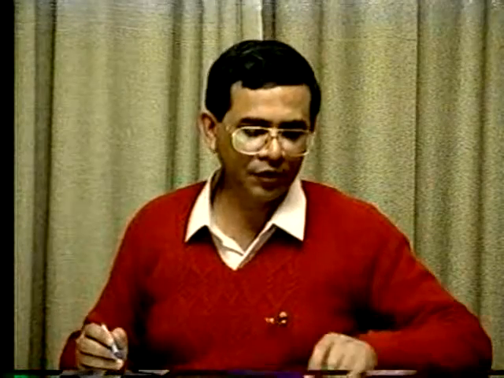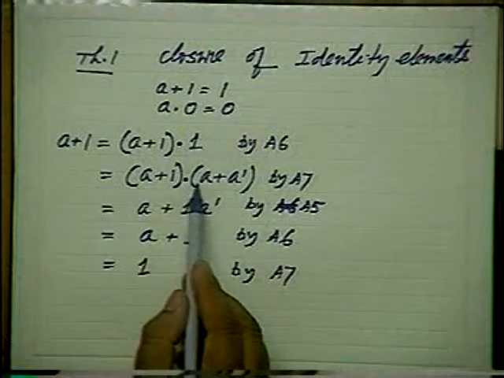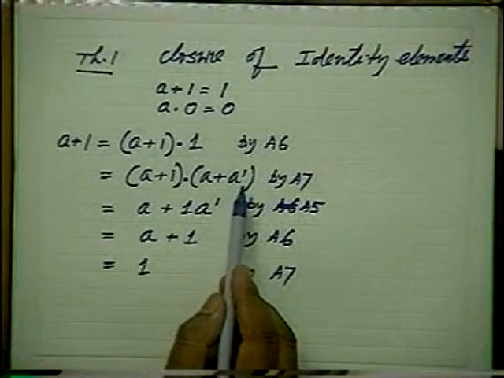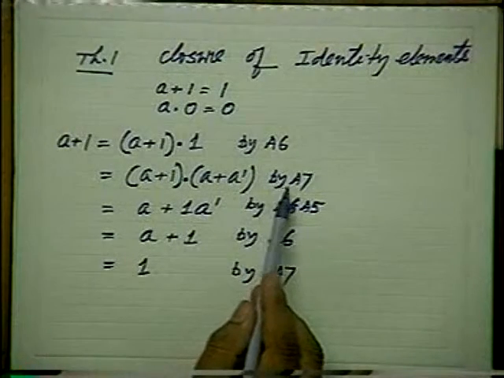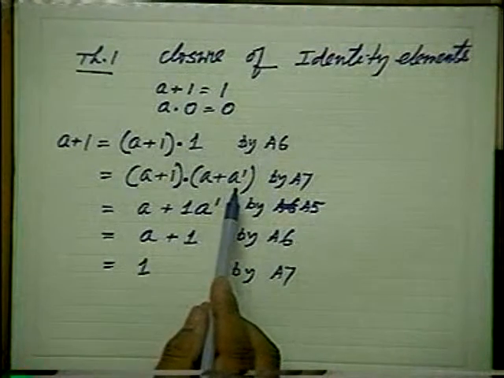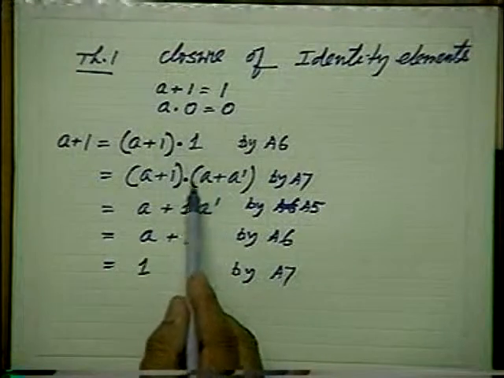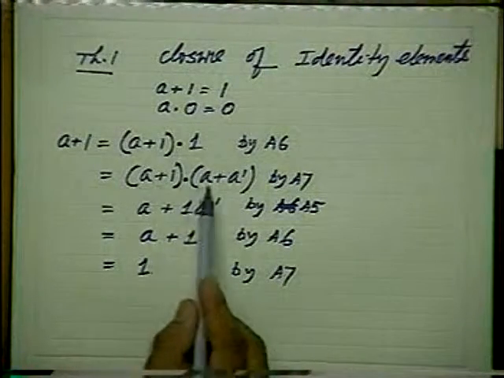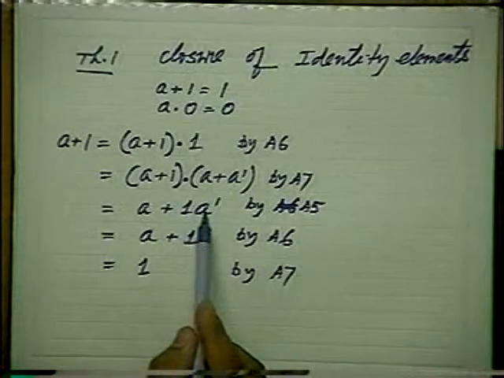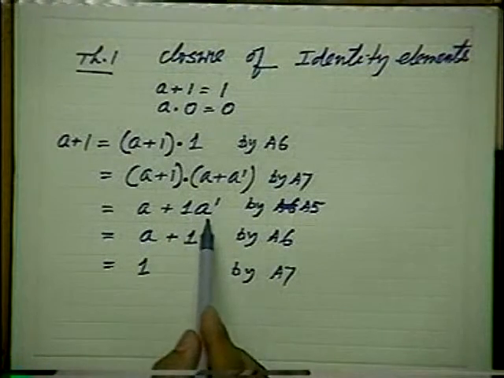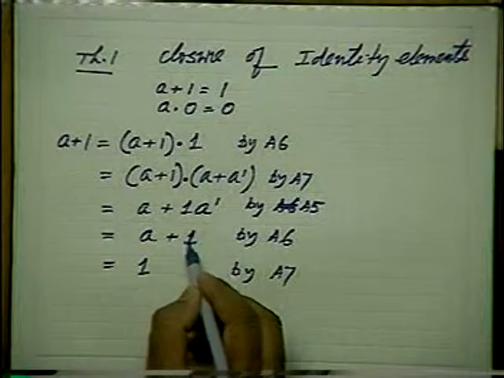Let's start once more. This is a plus 1 dot 1 is by a6. Is it okay? Then a plus 1 dot a plus a dash. A plus a dash is what? By a7. 1 is replaced by a plus a dash. That is by axiom 7. Now a plus a dash is equal to 1. That is once more a plus 1 a dash. A plus 1 a dash is by distribution. That is by a5. 1 a dash is equal to 1 a dash.